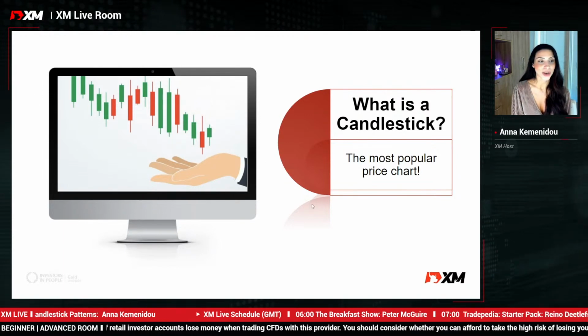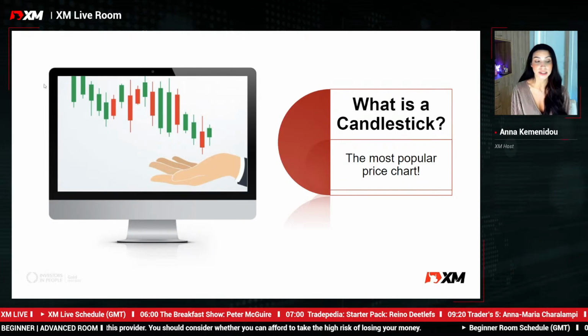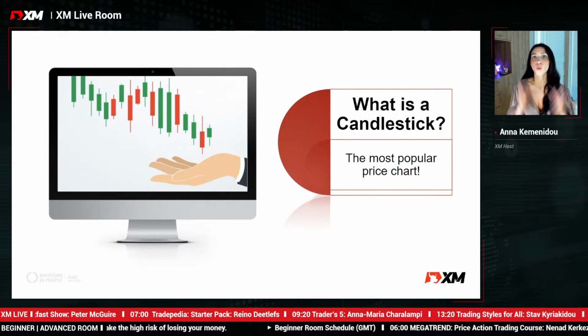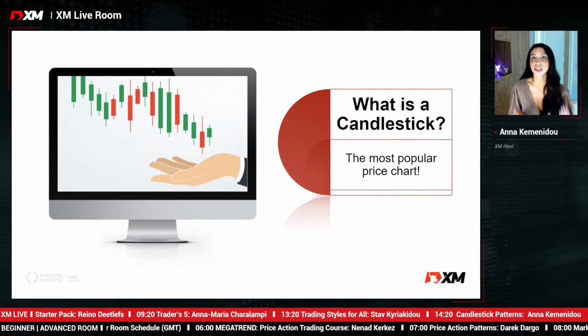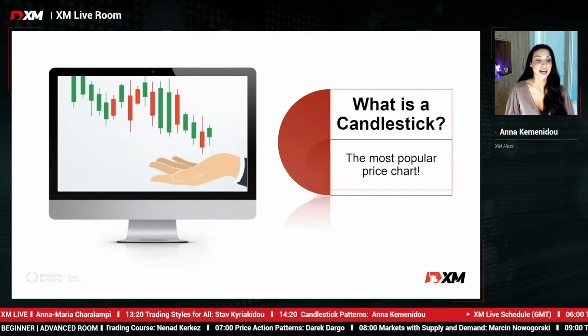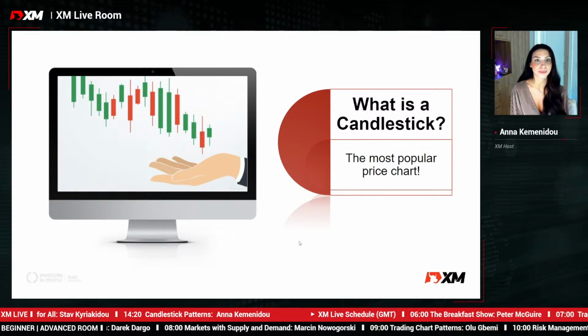All right, so candlesticks chart, the most popular price chart. And yes, guys, this is what a candlesticks chart looks like. Now, let's dive into what candlesticks are, what they do, how they work, and how we can actually apply them in everyday settings. But before we get into the concept of a candlestick, let's talk about the very basics. How did it all begin?